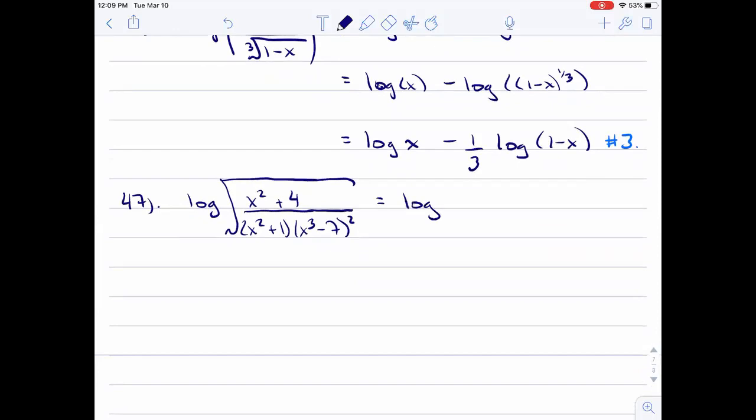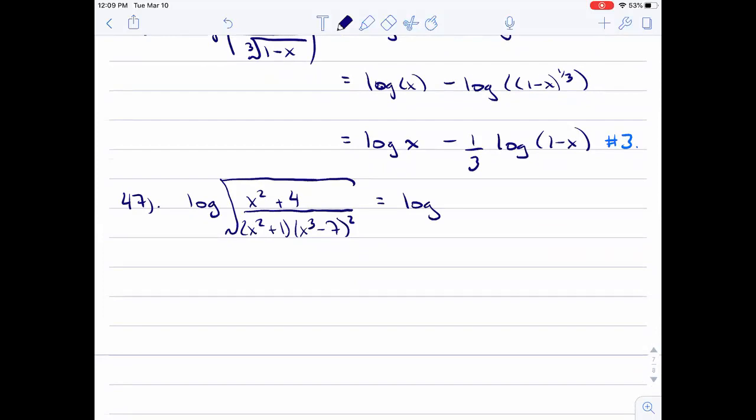So I've got the log of, oh, I've got that square root I can't forget about. Aren't you glad we're not finding the domain of this thing? Don't worry, I wouldn't do that. That's so mean.